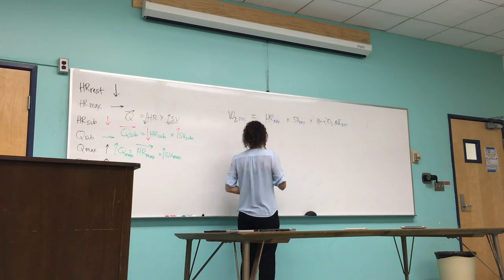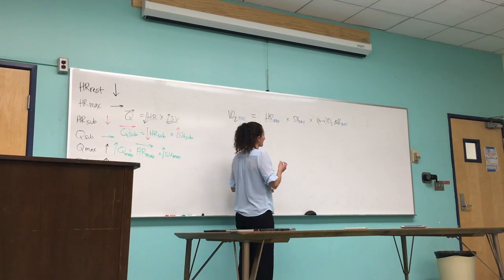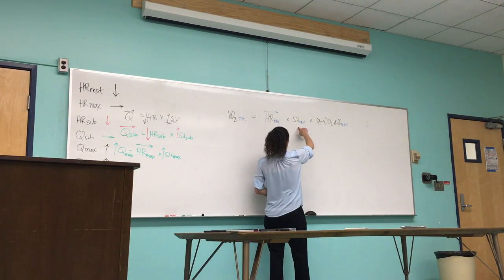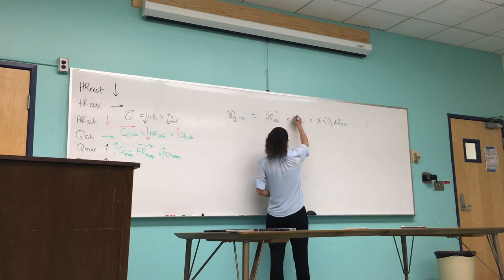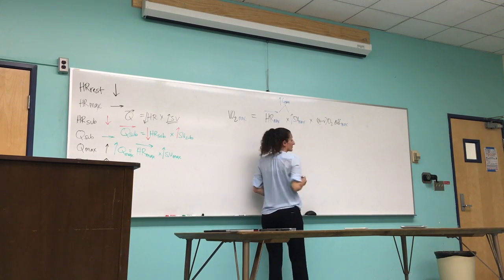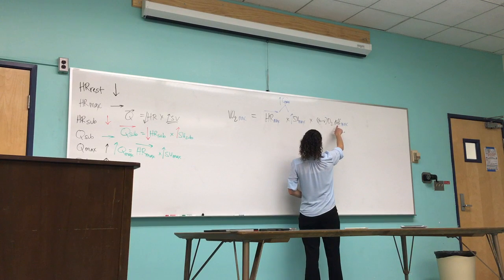What's happening to heart rate max? Staying the same, except for the aging you might do. What's happening to stroke volume max? Increasing. So what's happening to cardiac output max? Increase because of the increases in stroke volume. What happened to AVO2 difference max?